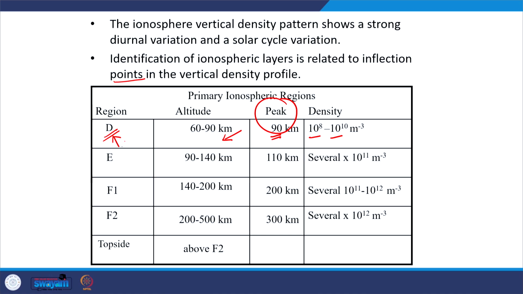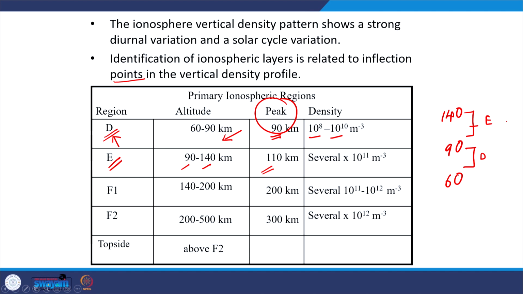E region, which is immediately sitting above the D region, is known to exist between 90 to 140. So, you have 60, you have 90, then you have 140. Okay. So, 60 to 90 is D, 90 to 140 is E. The peak electron density within this region is not at 140 or 90, it is at 110 kilometers altitude. So, which means somewhere here. Okay, this is called the E region.